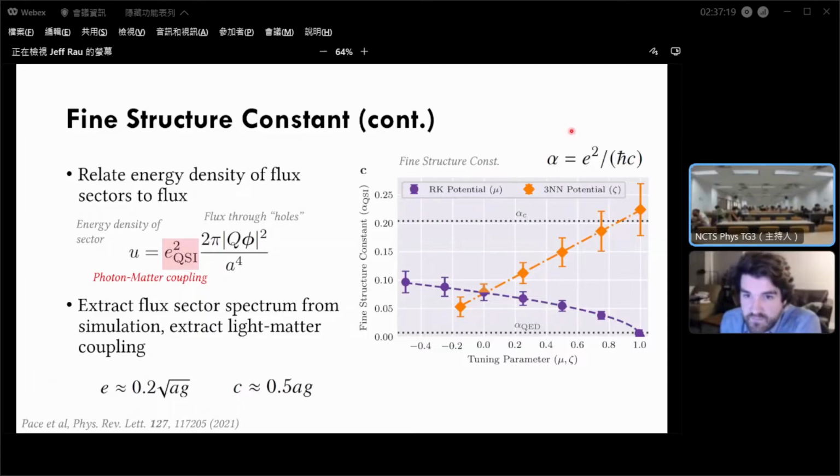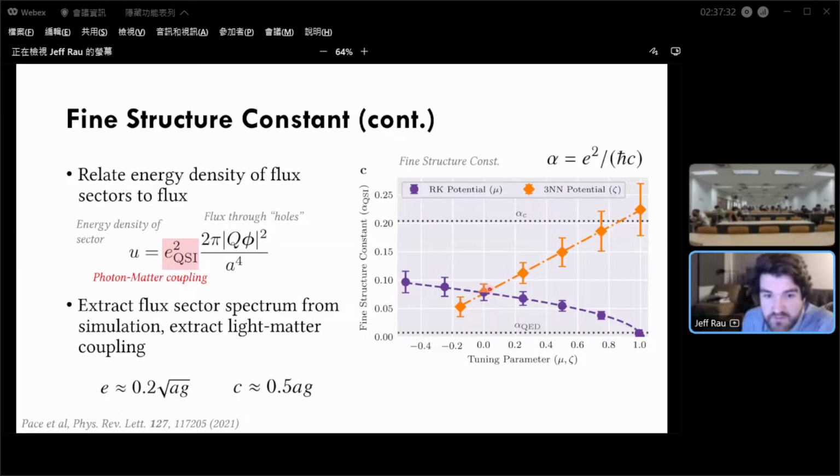From that, you can get the more fundamental version of this, which is the dimensionless fine structure constant. You take e squared, divide it by c, let's just set h bar to be 1. What they find for this six-spin model is a fine structure constant around 0.1. If you remember, in regular fundamental QED, the fine structure constant is about 1%, 1 over 137, so this is about an order of magnitude bigger. So it's electrodynamics, but it's not exactly the electrodynamics we know and love. It's a little more strongly coupled.